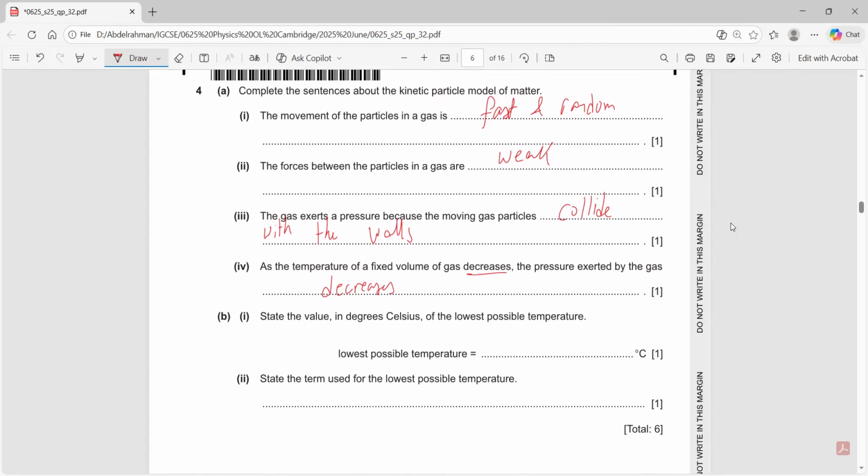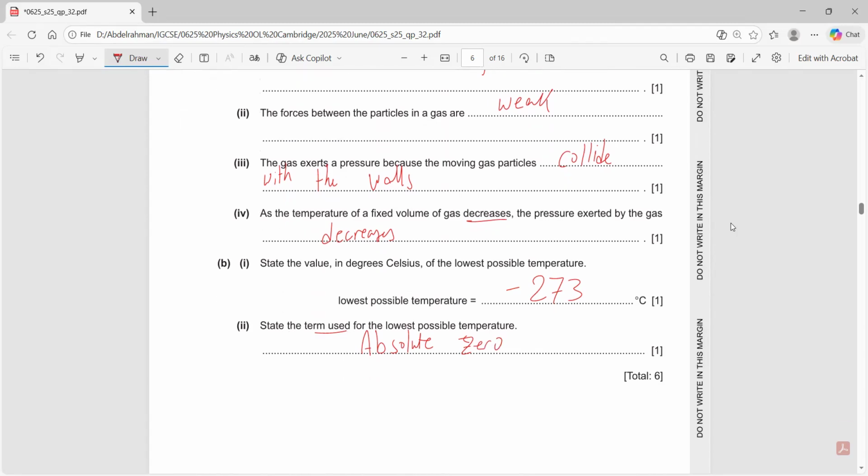The lowest possible temperature in Celsius is negative 273 degrees Celsius, which is also known as the absolute zero. Okay, absolute zero.